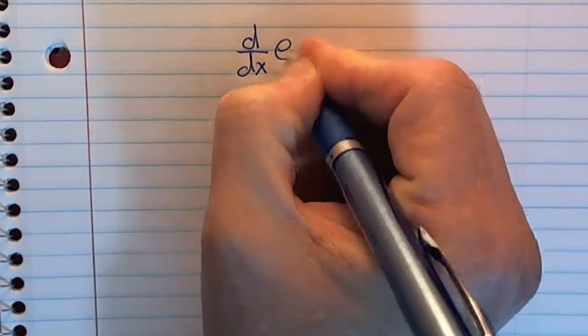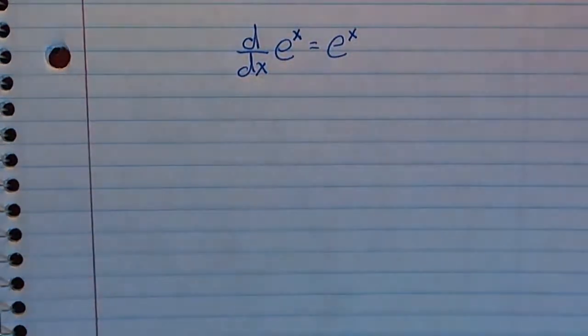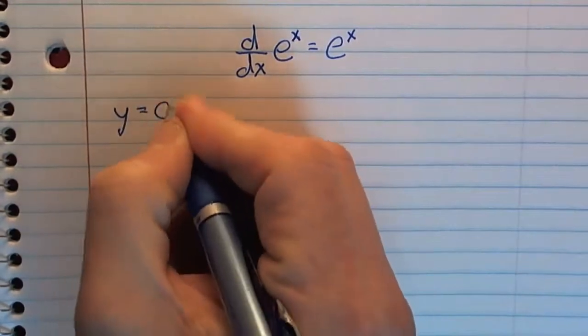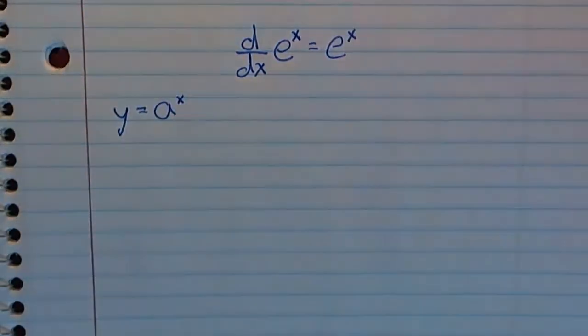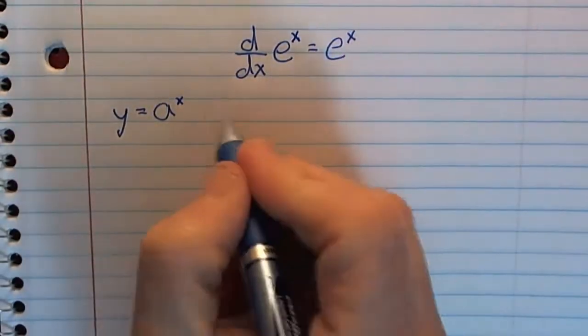So we know that the derivative of e to the x is just itself, e to the x. This is something we learned earlier. But what about the other bases? In other words, what about y equals a to the x? What about the derivative of that? Well, let's take what we know about e and see if we can apply it here.